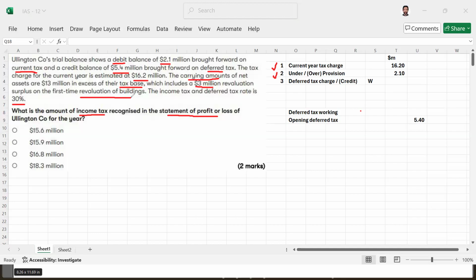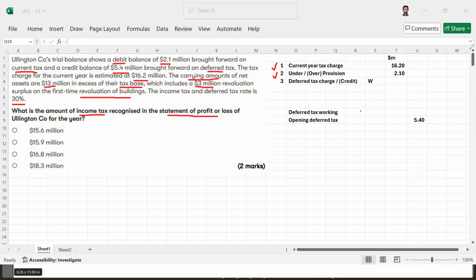Okay, so we are trying to calculate the charge for the statement of profit and loss. So we are not going to charge something which is not realized. The overall difference between the carrying amount and the tax base is 13 million. Out of that, 3 million relates to revaluation. So we will only consider the 10 million, the difference of 13 million and 3 million, and we're going to apply the tax rate on that figure to calculate the closing deferred tax liability. Why am I doing this? Because the 3 million relates to revaluation, which is the unrealized gain.